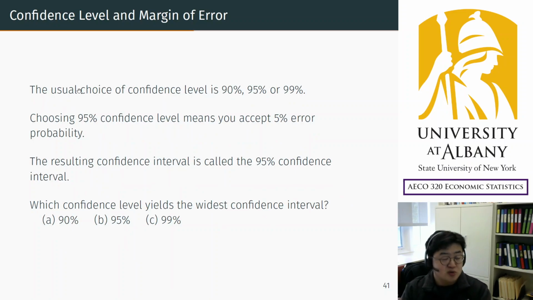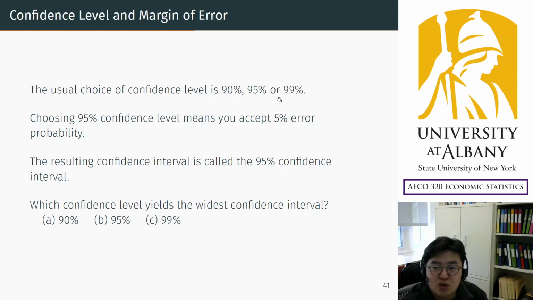For example, usually we think of 90%, 95%, 99%. Each of them implies, say, 10% error probability, 5% error probability, 1% error probability. So error probabilities are allowed at a certain level. It's your choice how much you are willing to allow the error to happen. And then, depending on that, I would like to make the most informative interval estimator, or I'd like to make the smallest margin of error, right?